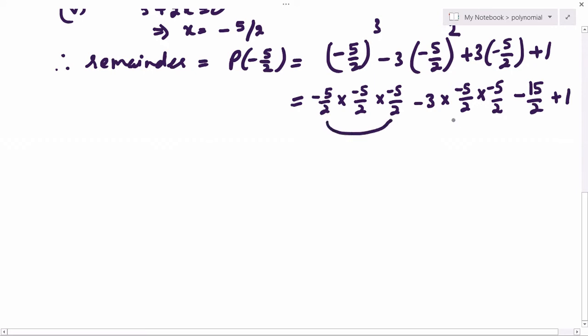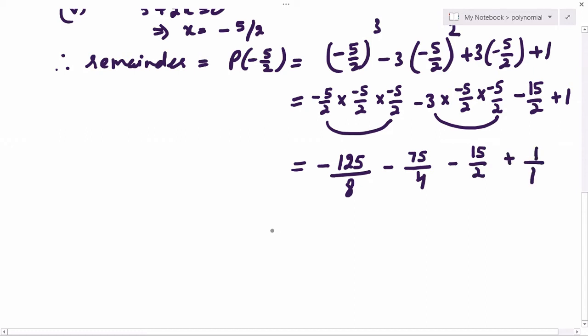Now children, I will multiply these 3 and then I will multiply these 3. Whenever you are multiplying more than 2 terms, first of all you see the sign: 1, 2, 3, 3 times minus. So in the product the result would be minus, negative. So 5 into 5 into 5 will be 125. 2 2s are 4, 4 2s are 8. Here you can multiply 3 minus, again you will get minus. 5 5s are 25, 25 3s are 75 and 2 2s are 4. Minus 15 by 2 plus 1 upon 1.